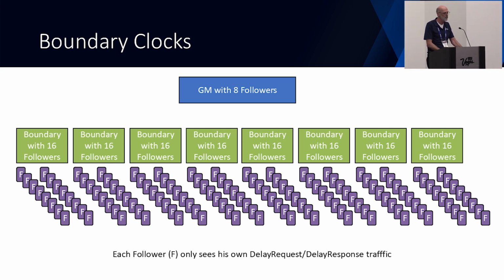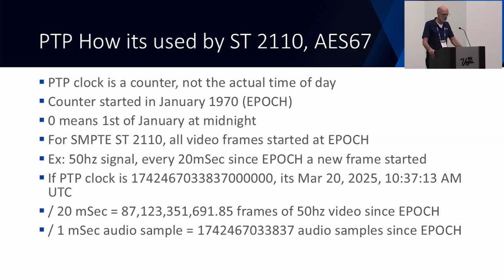So you can see it reduces the traffic, makes things easier for the grandmaster. So on a large network, this is why we talk about these boundary switches. Okay, PTP and how it's used by 2110 AS67.